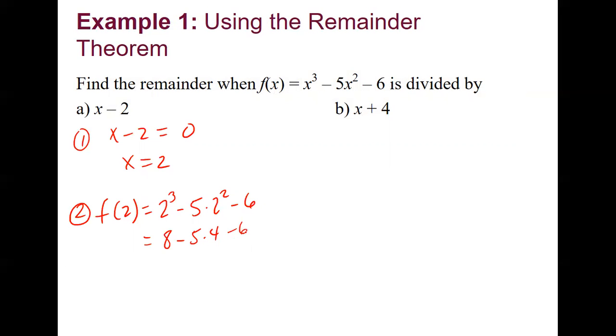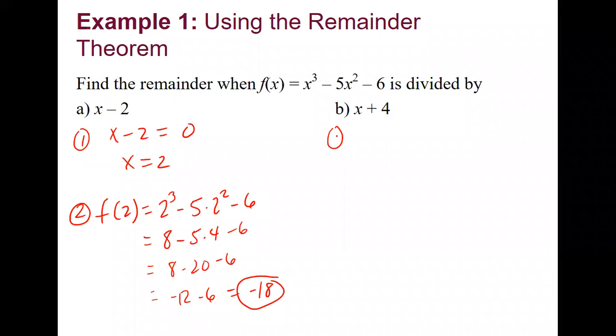5 times 4 minus 6. I have 8 minus 20 minus 6. This gives me negative 12 minus 6, which equals negative 18. So my remainder would be negative 18. That's the remainder. Okay? I'm going to pause and let you do it on B, and then we'll go over it.